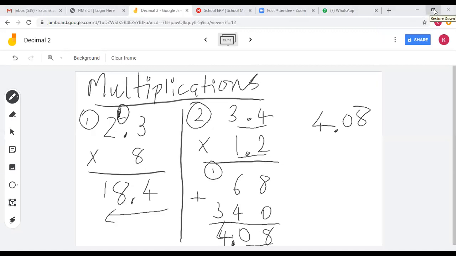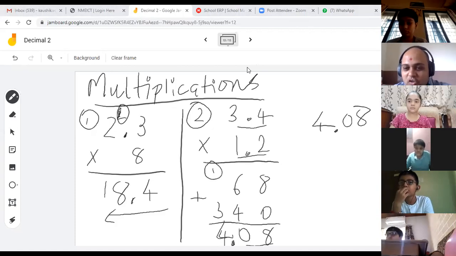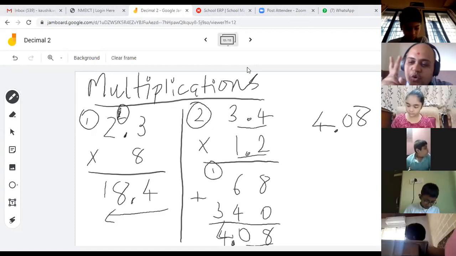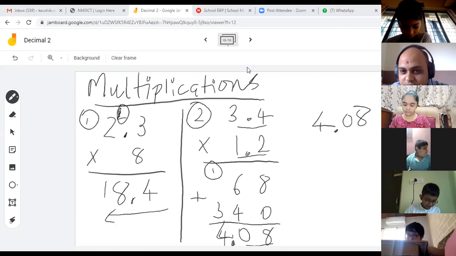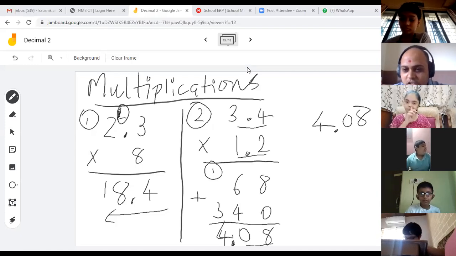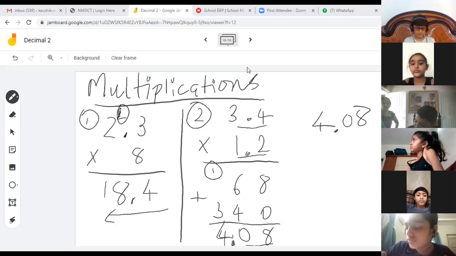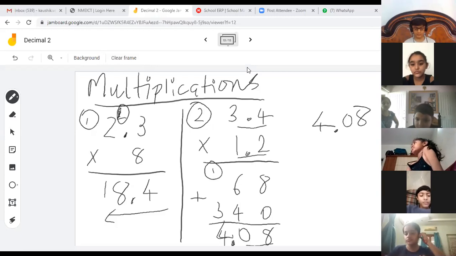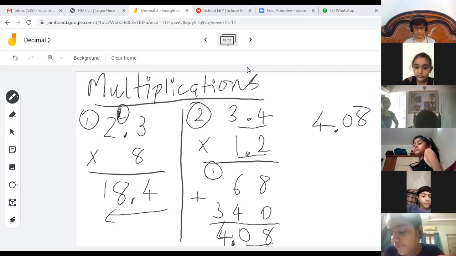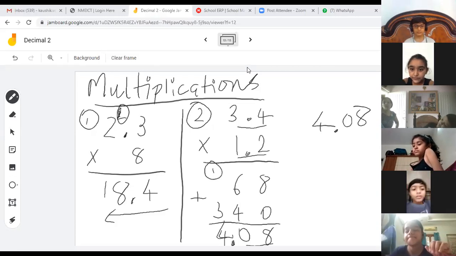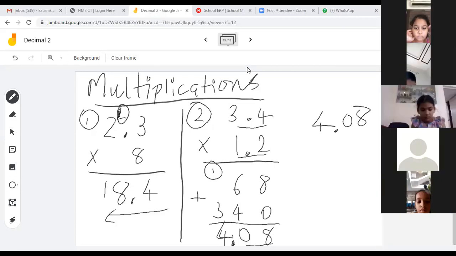Gia, correct it. There are 2 decimal points. So we have to count 2 digits from the left. Simple. Just count the decimal points in the sum, the total decimal points. And then the same number of digits have to be counted from the left. Very easy examples.